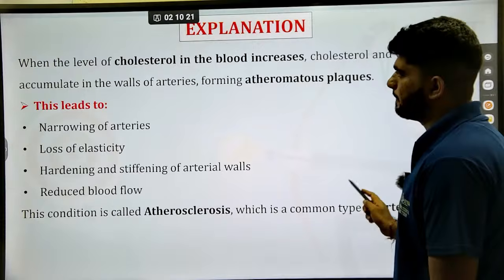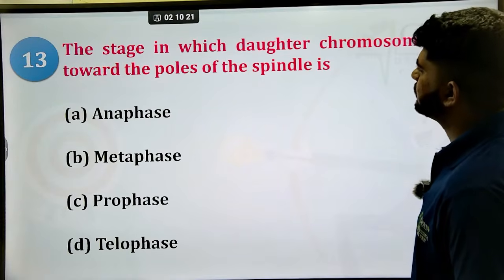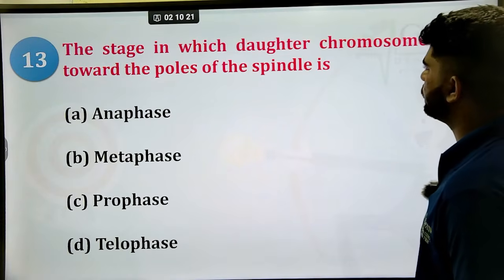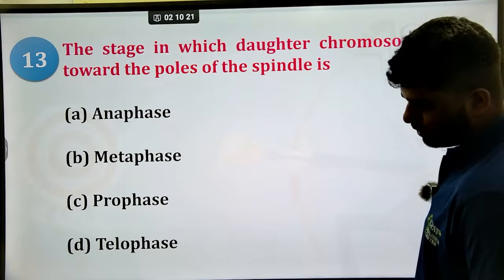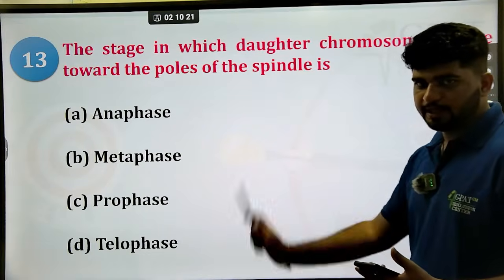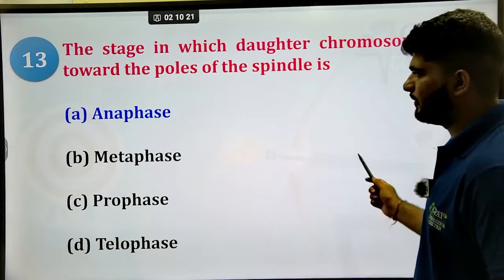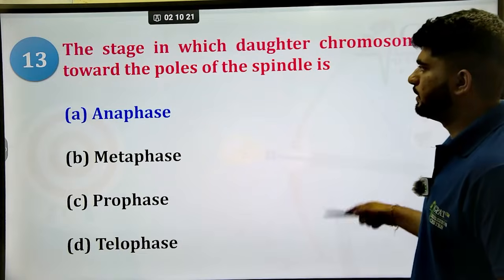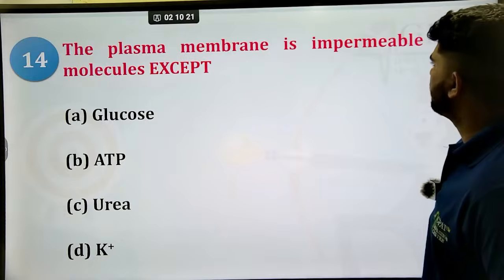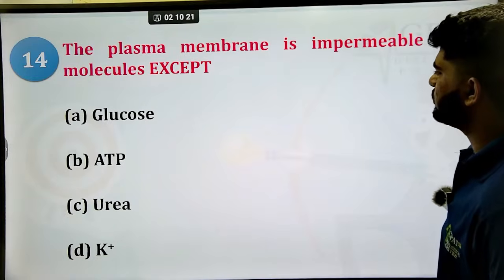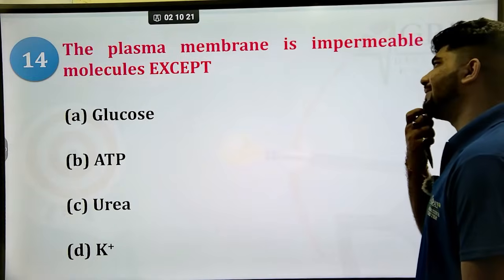Now, the stage in which daughter chromosomes move towards the poles of the spindle. Poles of the spindle, guys, upside and downside. Simple, that is your anaphase only. Anaphase.